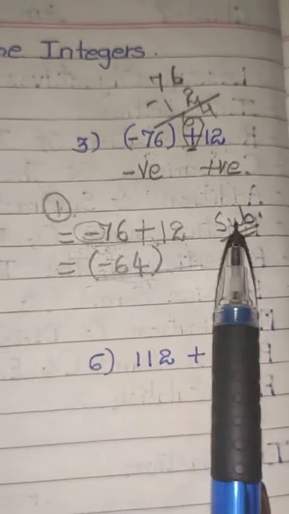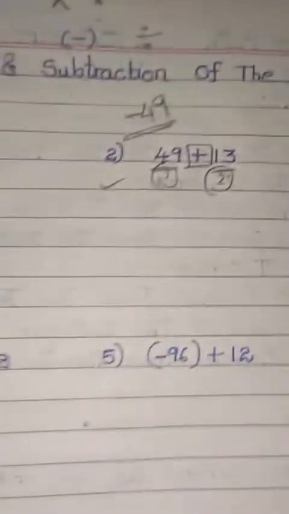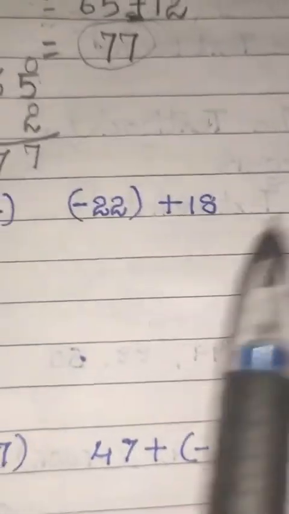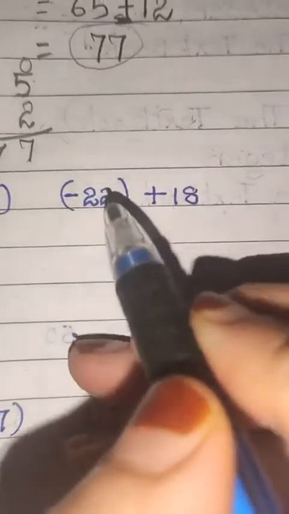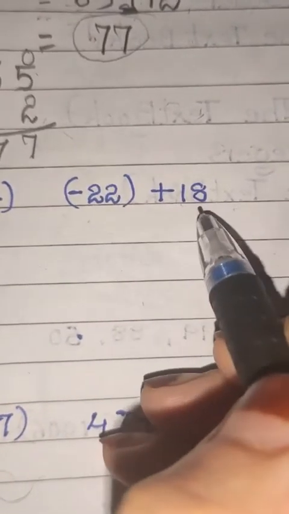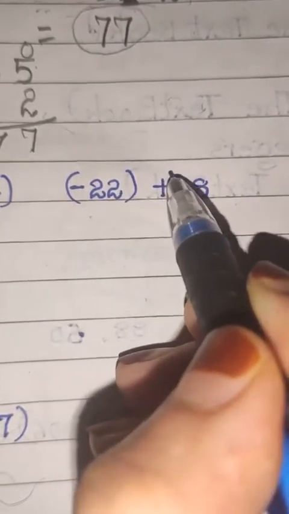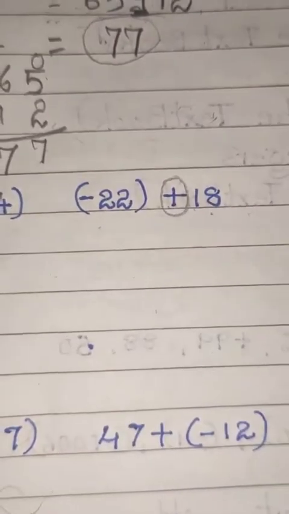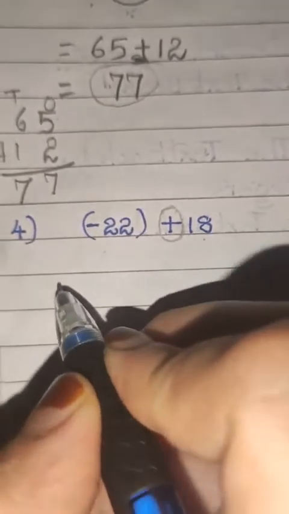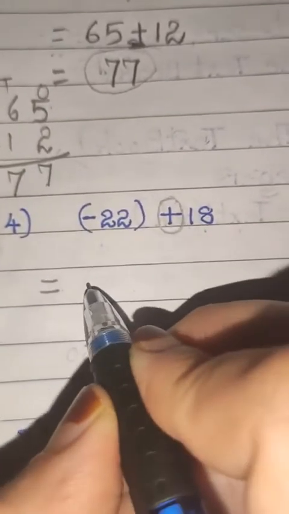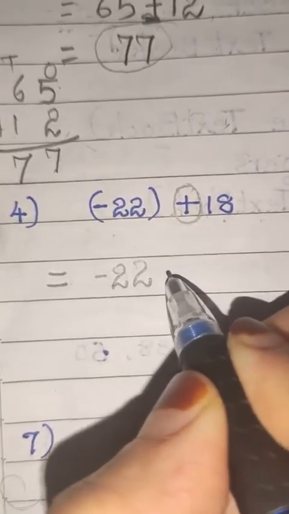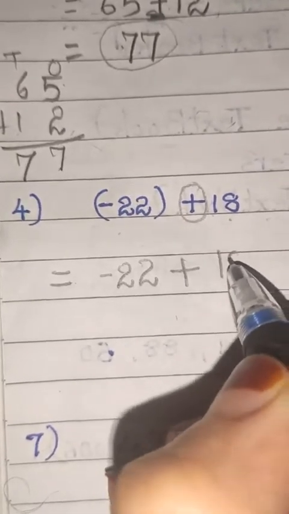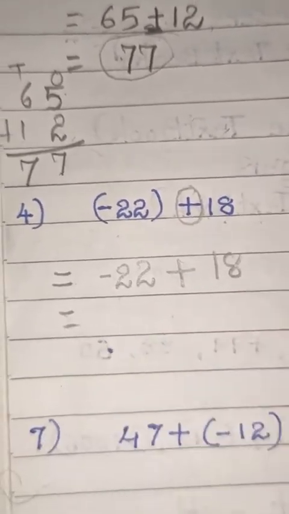Okay, let's move to the similar sum, that is minus 22 plus 18. So again here we are having one negative integer, another positive integer, and here is the sign of addition. So let's do that. First what will we do? We will open the bracket. Minus 22 plus 18. So again, now what's your first step?